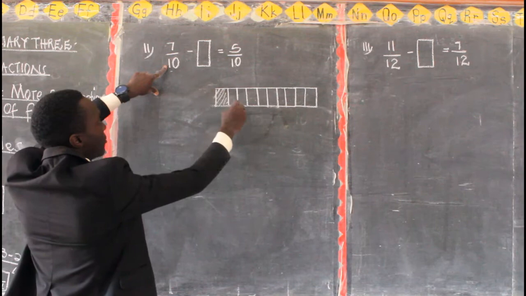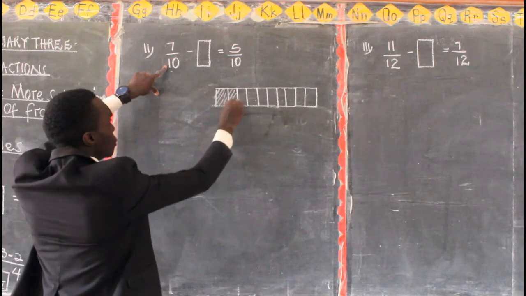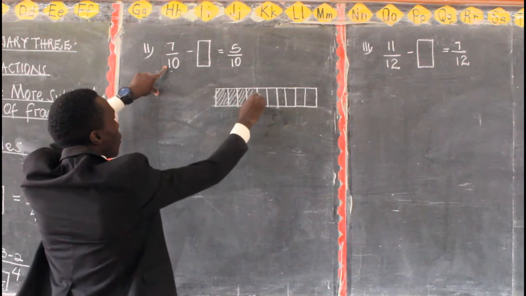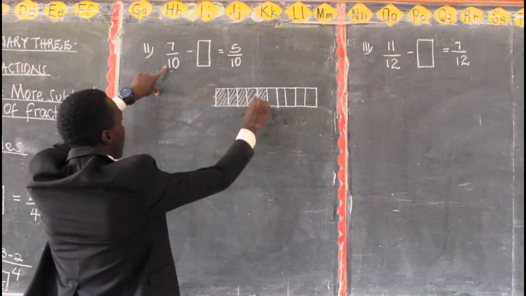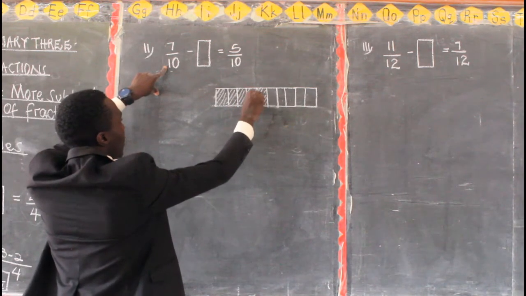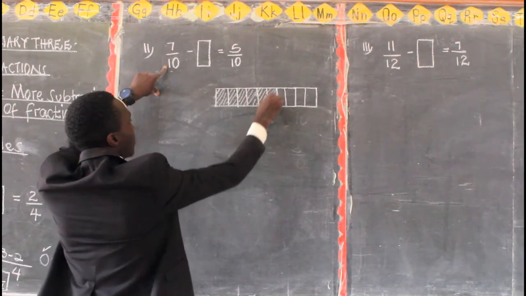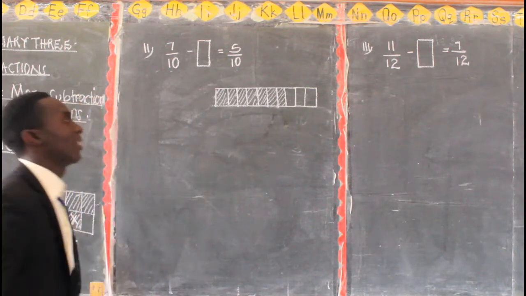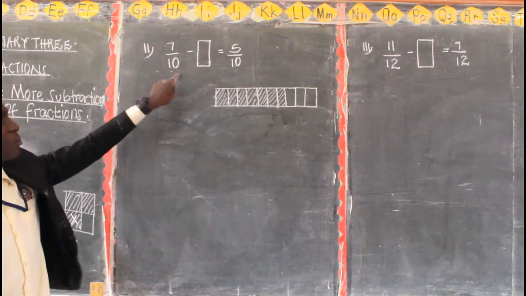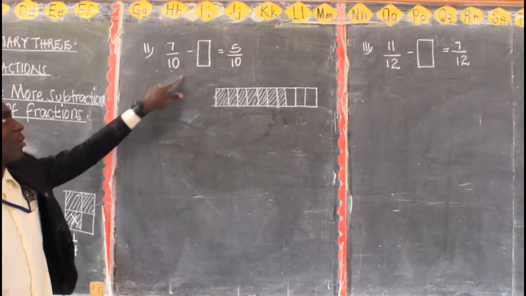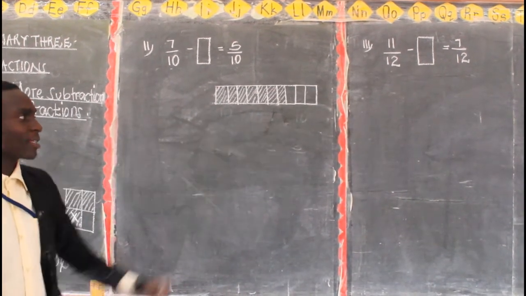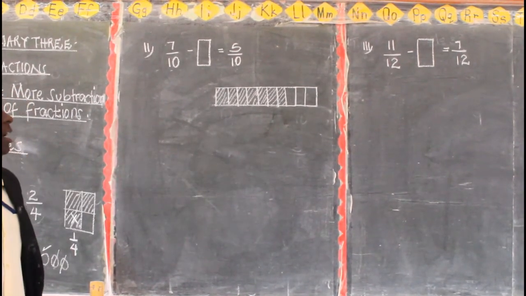This is 1, 2, 3, 4, 5. Shade properly. 6, 7. Now they are 7 parts. We now have this fraction, 7 parts out of 10. These are the 7 parts that we've shaded.